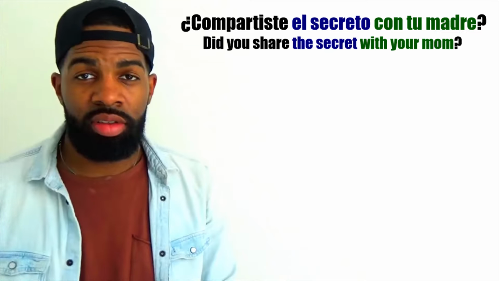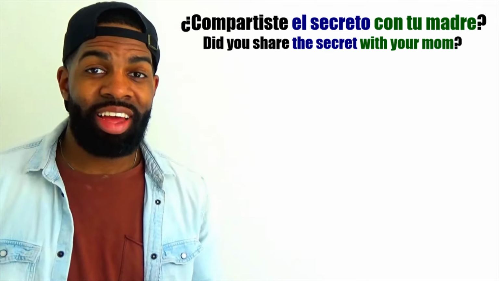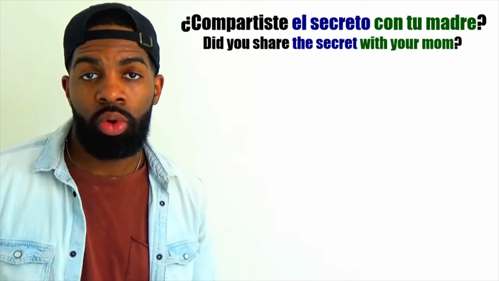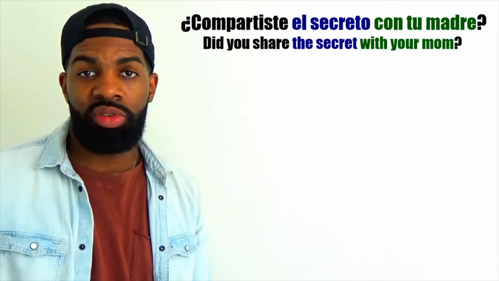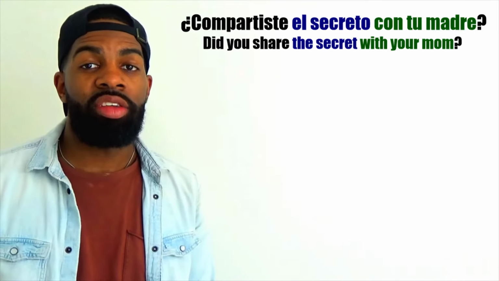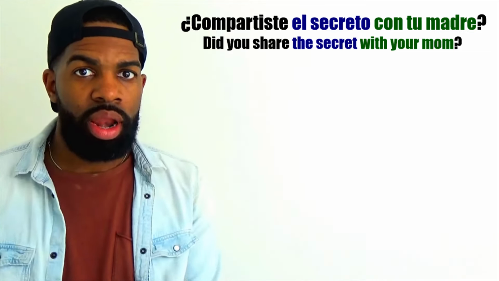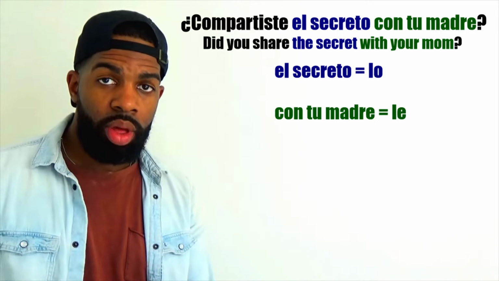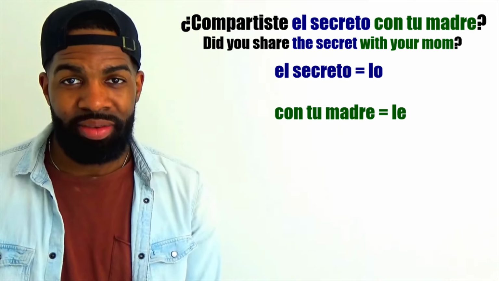Alright, so let's take the sentence. Did you share the secret with your mom? Compartiste el secreto con tu madre. So now we have to find the direct object pronoun, which in this case will be el secreto. Why? Because it's the what. What's receiving the action? El secreto is being told, or we're asking if it's being told. And then to who? La madre, con la madre. We change the direct object, el secreto, to lo. And we change the indirect object, tu madre, to le, okay?